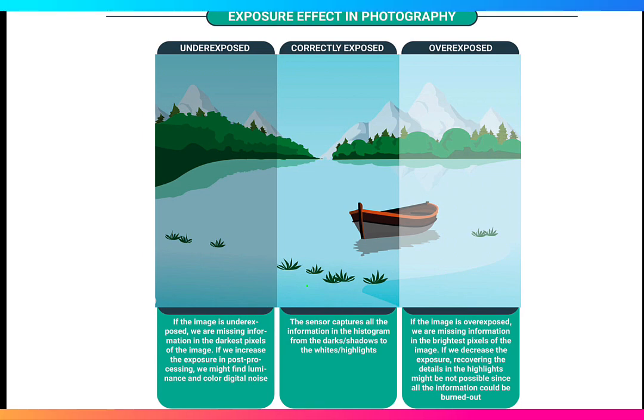In the darkest pixels, if you increase the exposure in post-processing, you could find some noise. So again, your goal should be a correctly exposed image. Basically, underexposed means not enough light getting in the camera, correctly exposed is the perfect amount, trying to recreate exactly what your eyes are seeing, and overexposed is too much light just hitting the sensor.